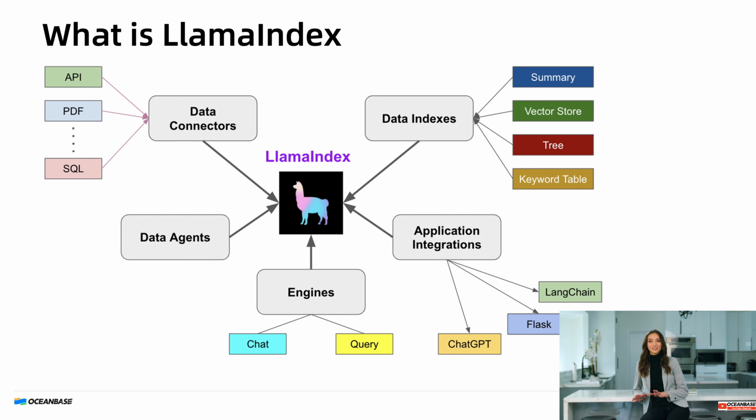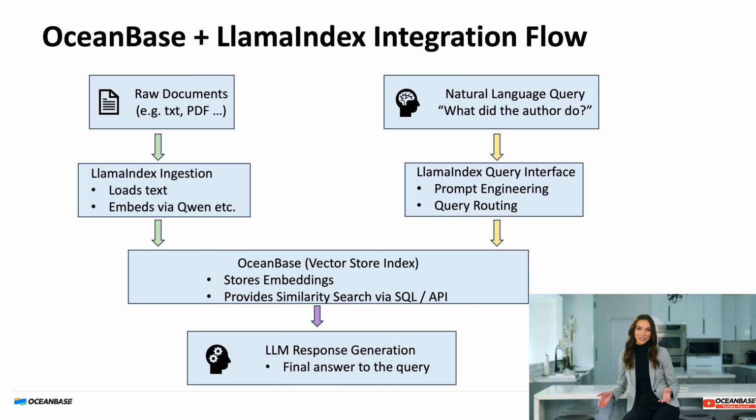Then, LlamaIndex lets you index this data in multiple ways, from simple lists to binary trees to vector stores, depending on your use case. In our case, we'll be using the Vector Store Index, which stores your data as embeddings inside OceanBase, perfect for similarity search. Finally, LlamaIndex gives you a natural language interface to query your data. Just type a question, and it takes care of the rest using prompt engineering behind the scenes. Now let's see how we can actually put this all together, with OceanBase handling vector storage and search, and LlamaIndex orchestrating the data flow and queries.